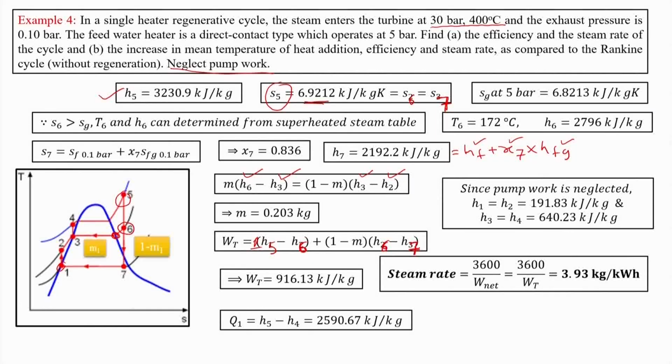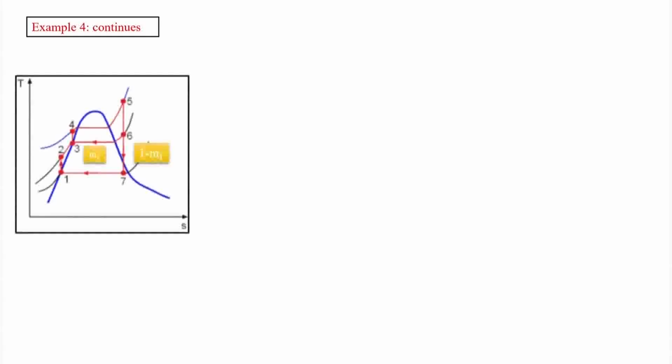Then we can find out Q1, which is heat addition from the external source, that is H5 minus H4. This is 2590.67. So this helps us to find out cycle efficiency, and this is 0.3536, which is basically W net upon Q in, where W net is equal to WT and Q in is equal to Q1. Then this example is continued.